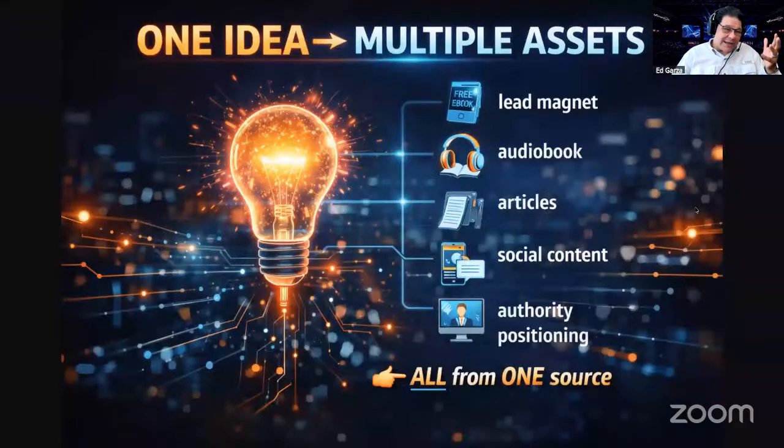You can take one idea, which is what we're going to do today, and turn it into multiple assets. We have a book that we started, an ebook that we started last week, and we're going to turn that into a lead magnet. We're going to create an audiobook. I'm going to show you how we could even take that and use it as a catalyst to create articles and social content and an authority position, like maybe take each chapter and produce a podcast for each chapter, all from one source, a lead magnet. We're going to finish that lead magnet today.